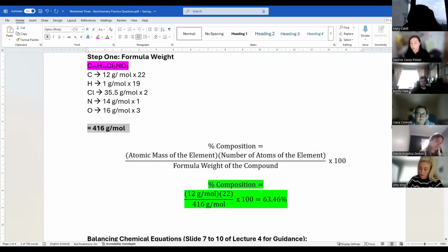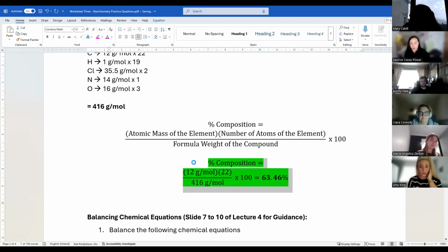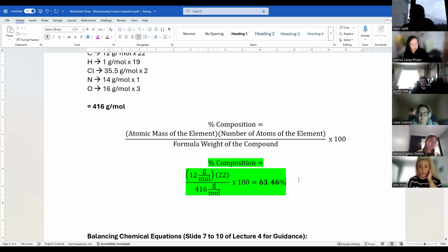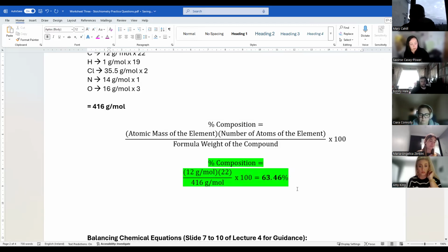So I input all that into this equation here, and it should give me a final answer of 63.46%. Similarly, just to show, now I know the question didn't ask this, but I'll show you a second element there.